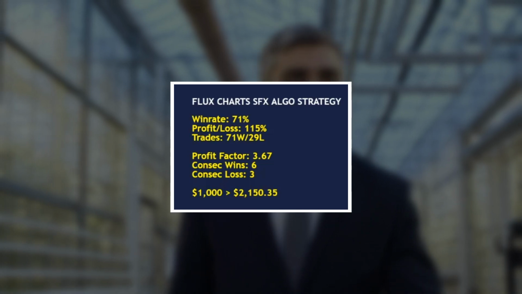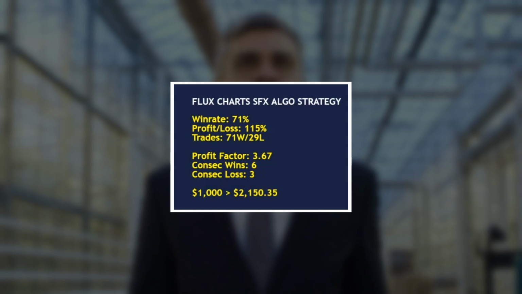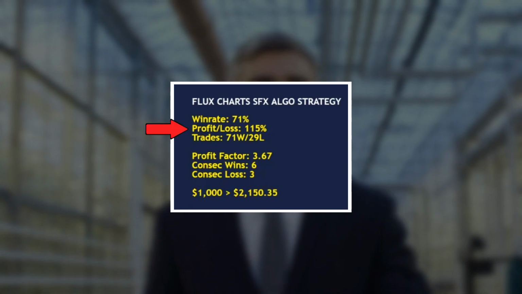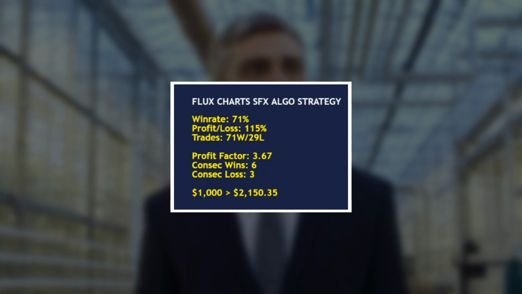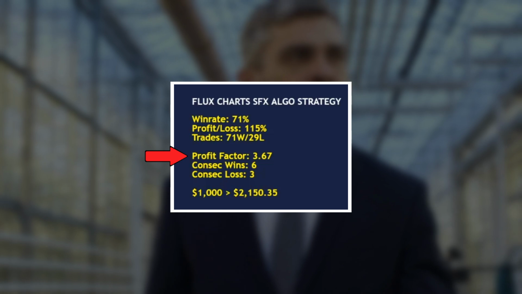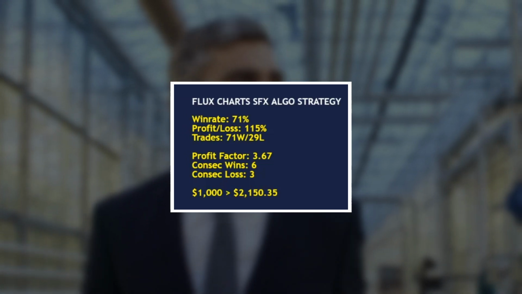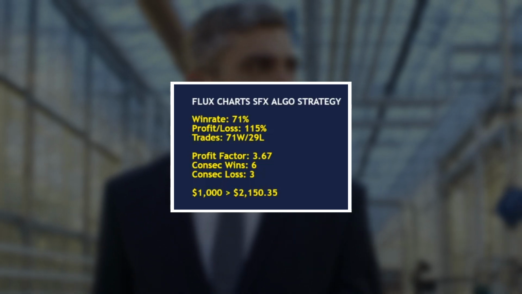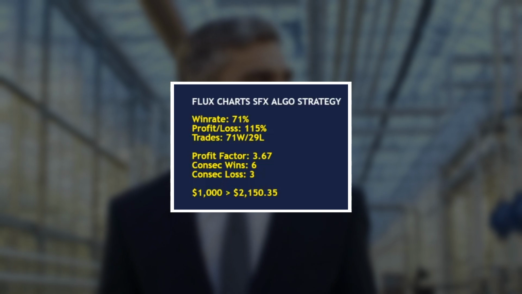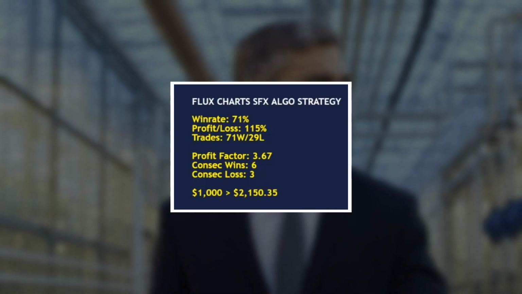And here are the results for the Flux Charts SFX algo strategy. We had a win rate of an amazing 71%, giving us 115% profit on the account. And we had 71 wins and only 29 losses with a profit factor of 3.67. The best part about this is we had 6 consecutive wins over only 3 consecutive losses, which will do absolutely wonders for your psychology when trading. We took the account from $1,000 all the way up to $2,150.